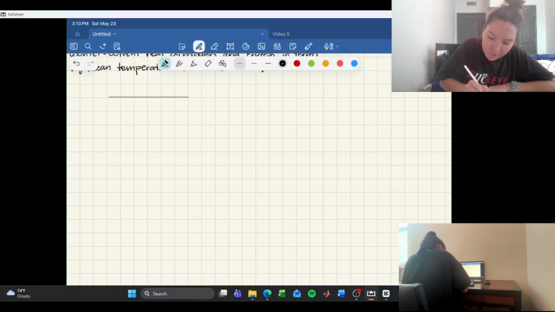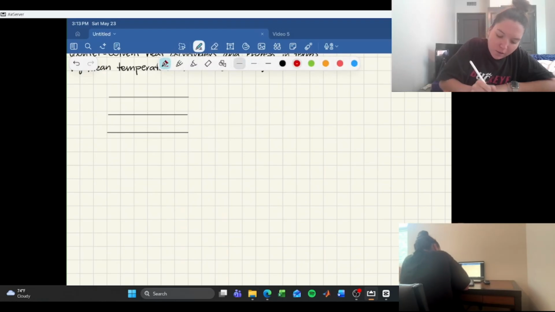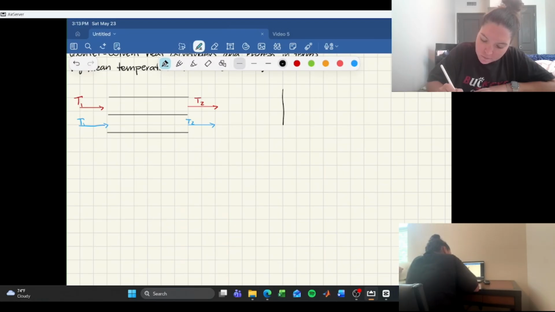So for a co-current heat exchanger, we are going to have the two streams going in the same direction. So we're going to have the hot stream going in the same direction as the cold stream. And then we can draw this, like, to visualize it.